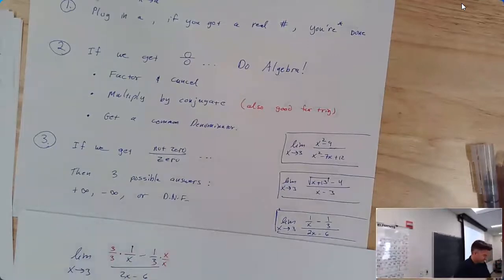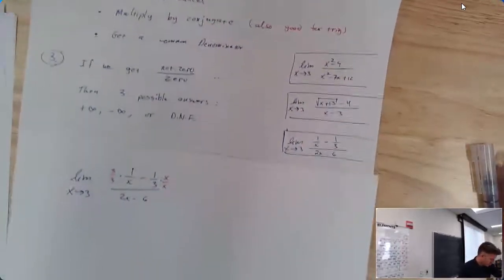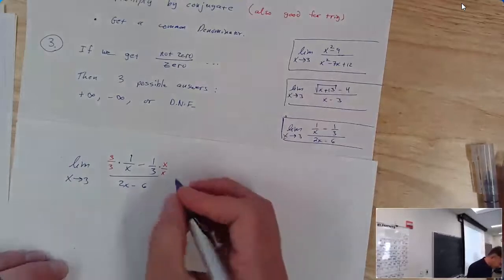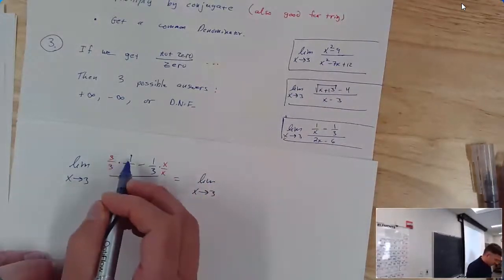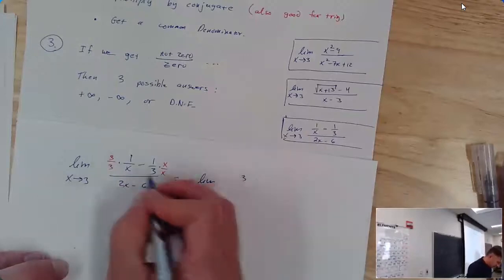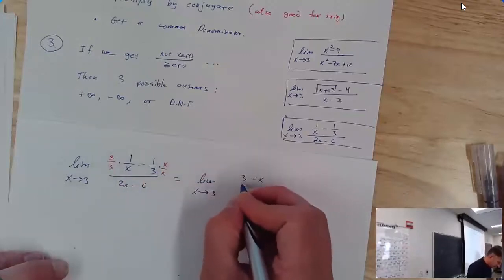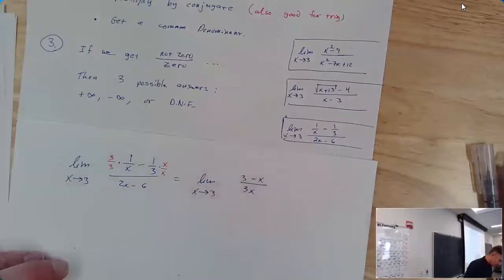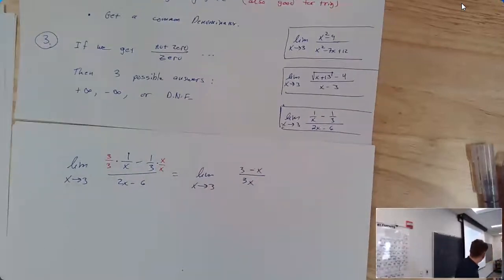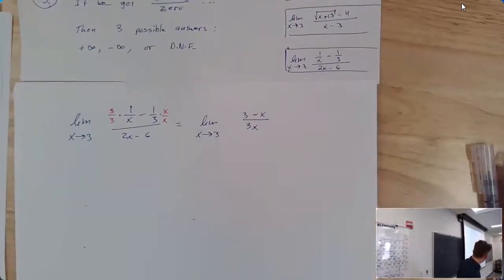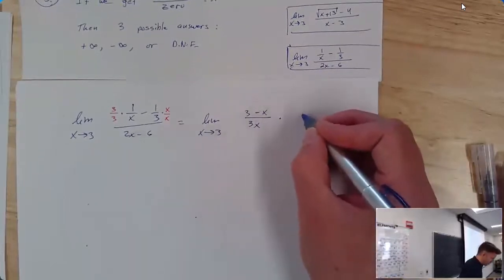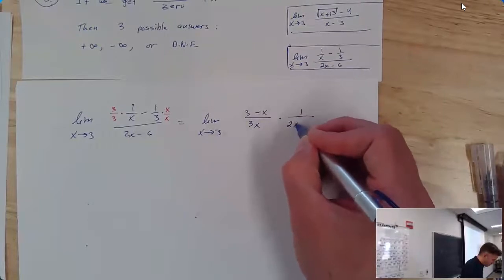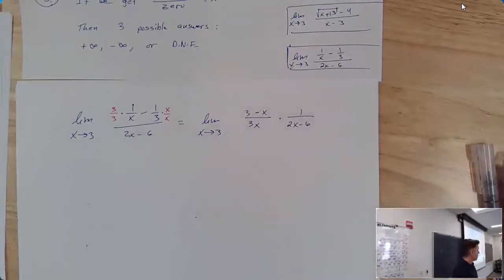Sorry, you can't see that. Let's try and keep it. So I'm going to say, well, that's going to equal the limit as x approaches 3 of (3 over 3x minus x over 3x). That's the whole reason I got a common denominator, so that I can write it as (3 minus x) over 3x. And then instead of dividing by 2x minus 6, let's say we're going to multiply by 1 over 2x minus 6. Feels like it's going to be a little easier.